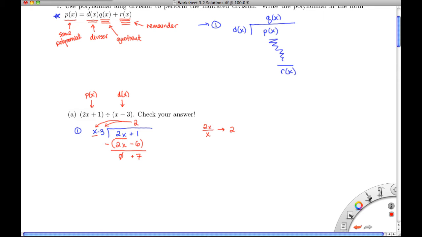Now, at this point, we're going to stop. The reason we stop is because the next step would be to take 7 and divide it by x. But since the power of x is greater in the denominator than the numerator, we're just going to stop. So this is where we stop, and this now becomes our remainder. So this is our remainder.